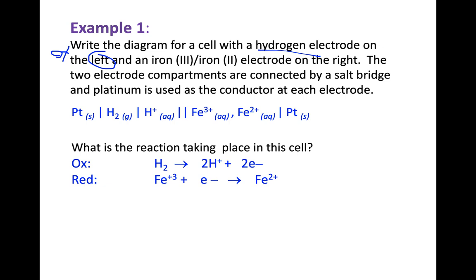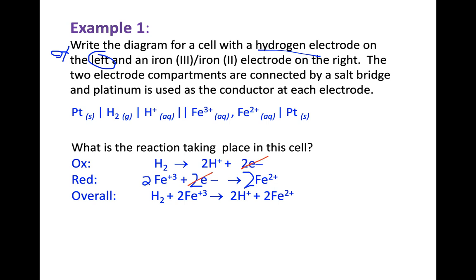So again, I want the electrons to balance out. So I'm going to attempt to multiply that entire equation by 2 and add them up. So the overall equation, right, the electrons are going to cancel out. So we get hydrogen gas plus 2 iron 3 plus ions going to 2 H plus ions and 2 Fe 2 plus ions. That's our overall reaction.